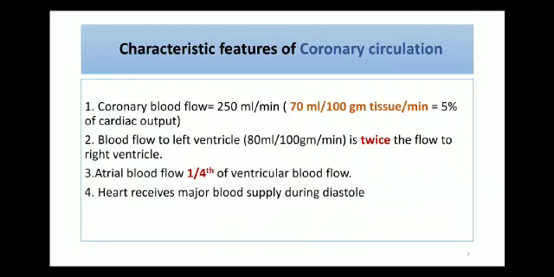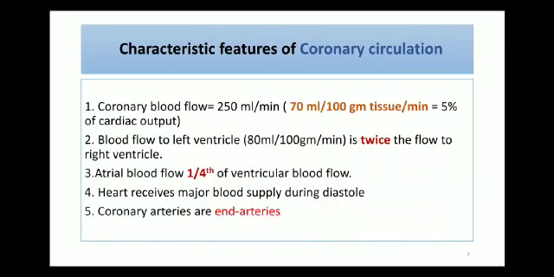Another important point: the heart receives major blood supply during diastole, because when the heart contracts, when the systole phase is there, the blood vessels are throttled. The blood vessels lying inside the muscle mass get constricted. There is vasocompression. Because of the vasocompression, they receive less blood flow. So the heart receives less blood flow during systole and major blood flow during diastole.